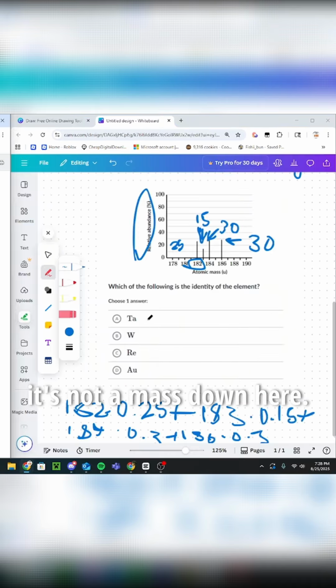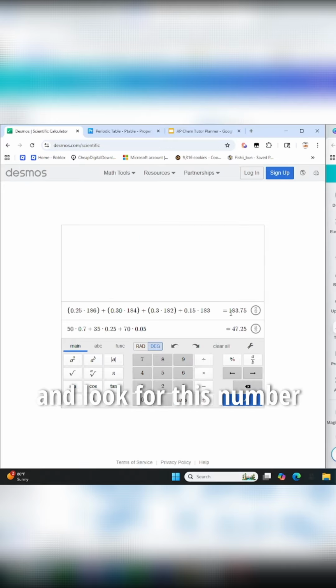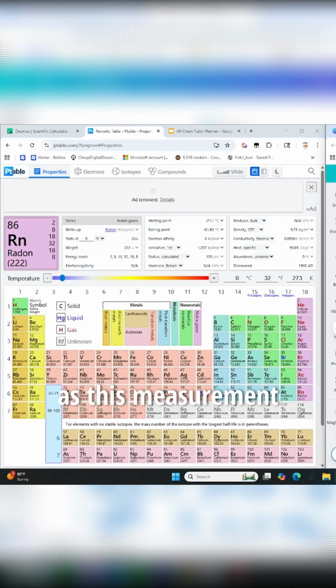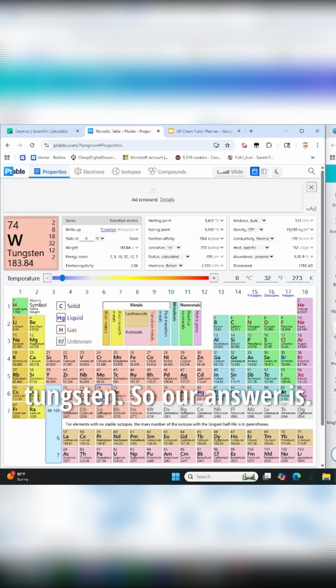But as you can see, it's not a mass down here. So what we have to do is go to the periodic table and look for this number in the bottom, because this is our AMU, or mass, and that's the same as this measurement right here. So we're going to look for 183 or 184, and that right there is tungsten. So our answer is B.